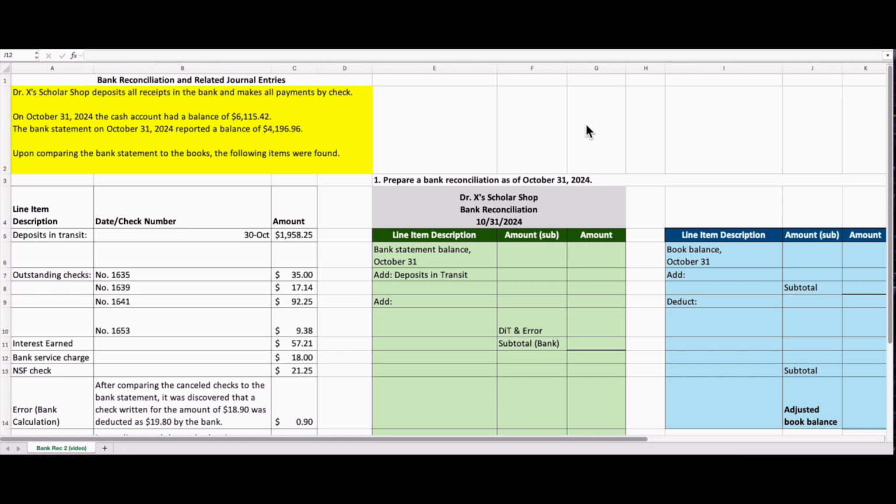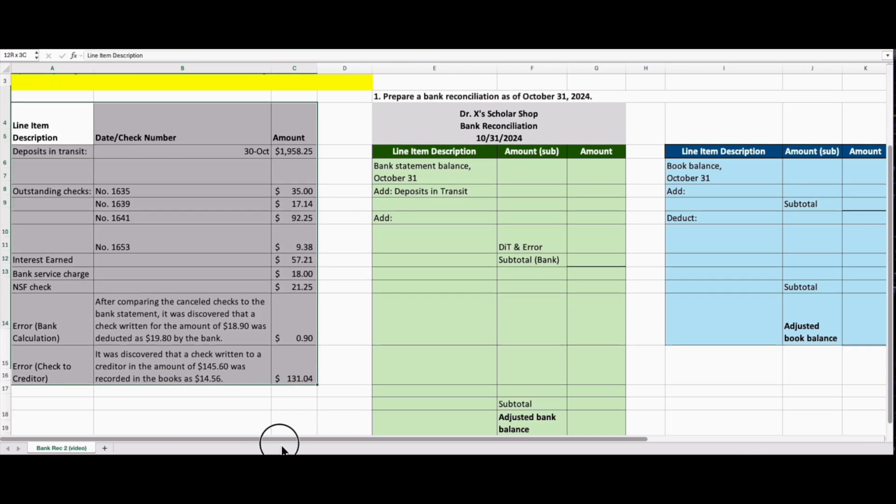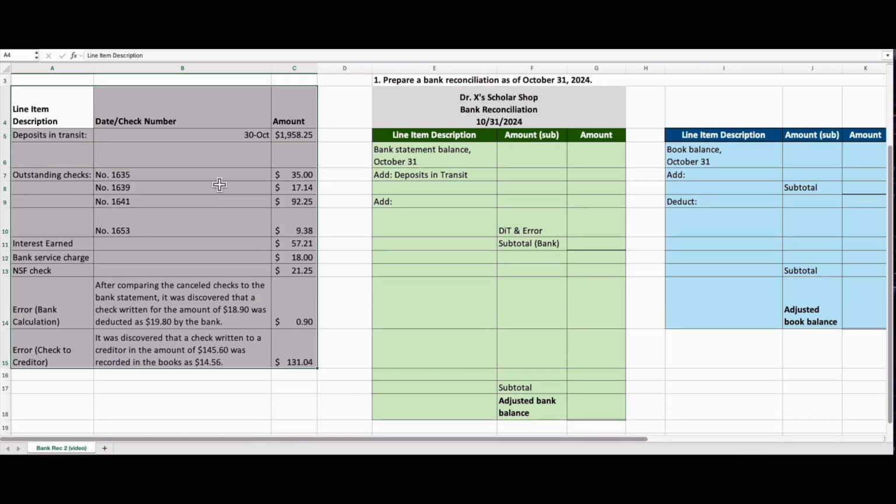Welcome back. Today I'm going to do a bank reconciliation with related journal entries, and this one is for Dr. X's scholarship. As of October 24th, the cash account had a balance of $6,115.42, and the bank statement for that same time period, October 31st, reported a balance of $4,196.96. Here is the information that we'll need in order to complete the reconciliation.